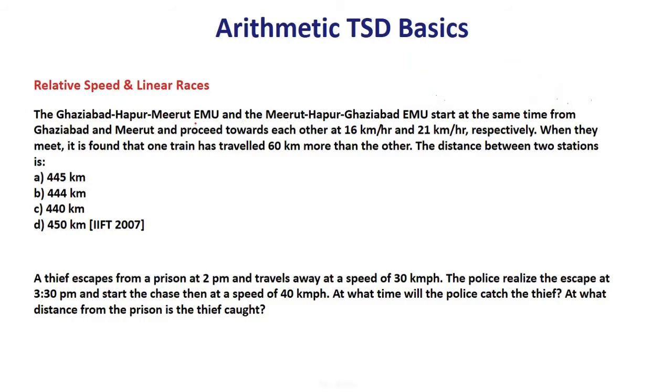In this case, there is an EMU, Meerut, Hapur, Ghaziabad. EMUs start at the same time from Ghaziabad and Meerut and proceed towards each other at 16 and 21. When they meet, it is found that one train has travelled 60 km more than the other. The distance between the two stations is what? Very simple, very, very interesting question. Let's see what happens. Whenever they meet, time is always a constant.